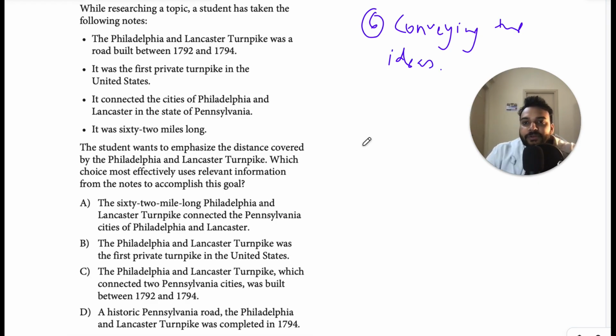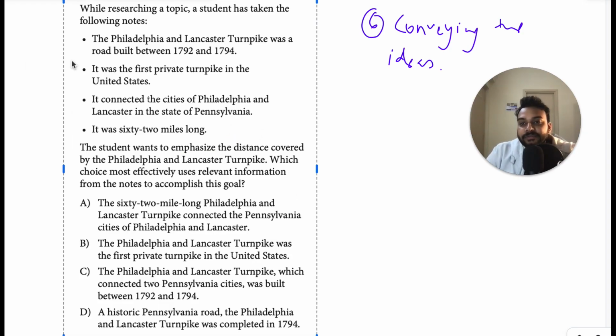So in these questions, read the instruction, read the direction. The student wants to emphasize, this is the first important word. What does he want to emphasize? The distance, just a second.